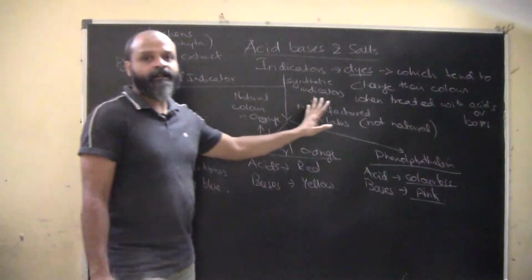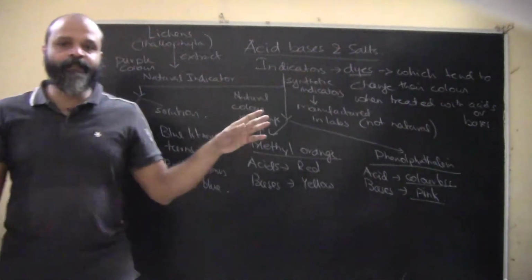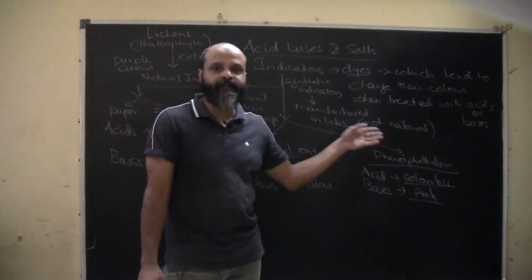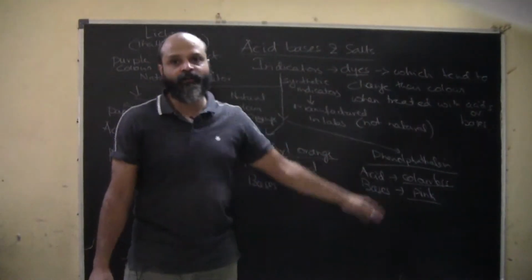So these are certain dyes which are there. One of them very commonly used is litmus. The others that are prepared in the lab and also used frequently are methyl orange and phenolphthalein.